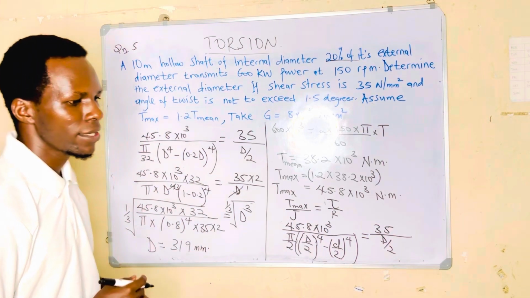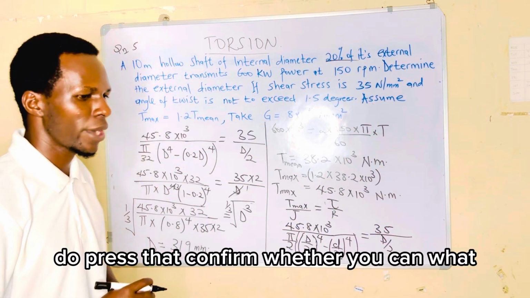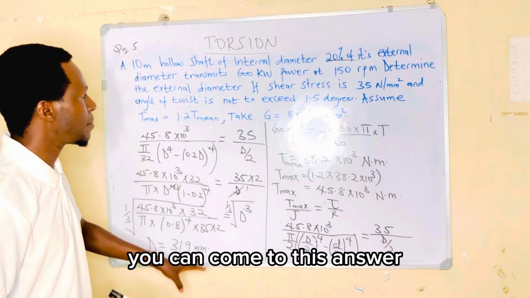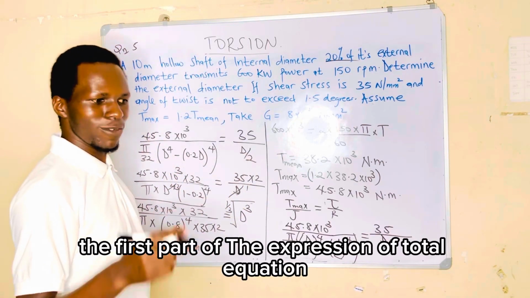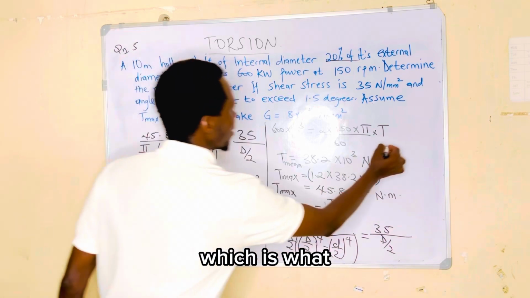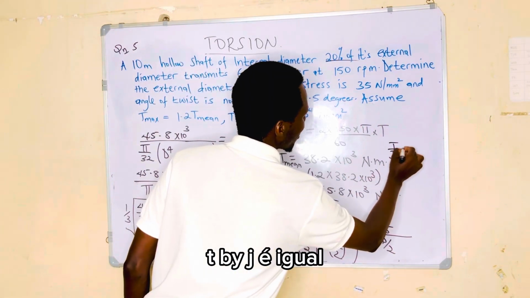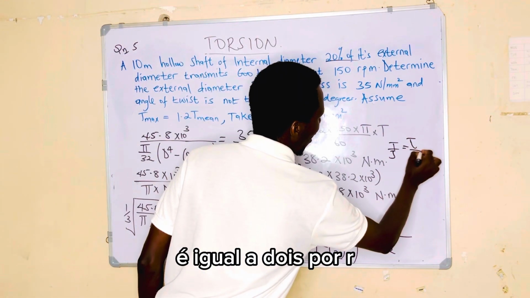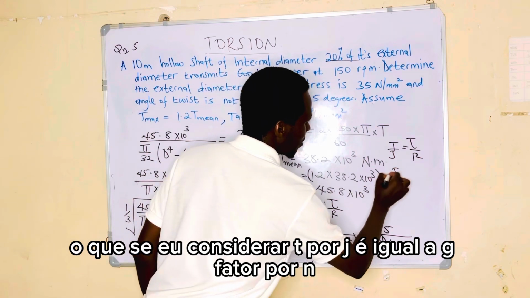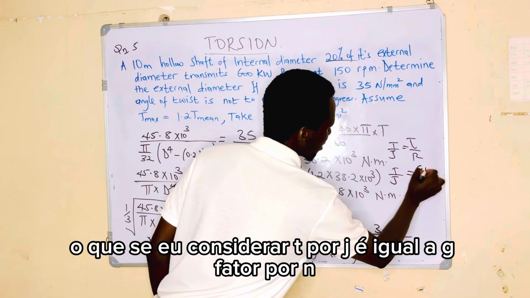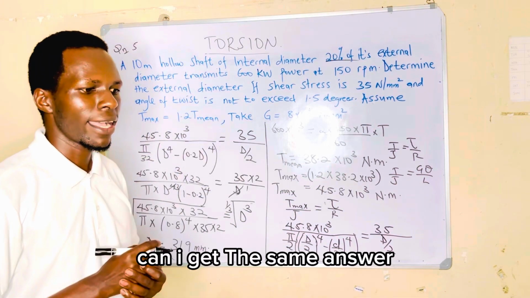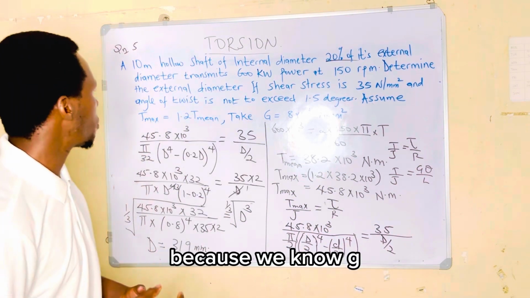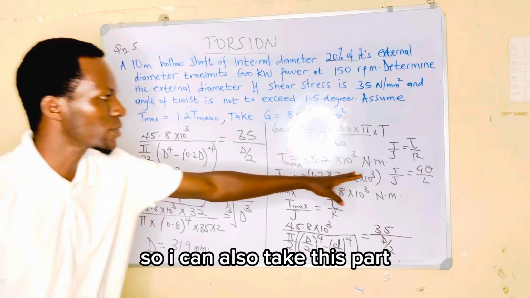Okay, please do press that, confirm whether you can come to this answer. But this is considering what? The first part of the expression of torsional equation, which is what? T by J is equals to tau by R. What if I consider T by J is equals to G theta by L? If I consider this part, can I get the same answer? Because we know G. So I can also take this part.